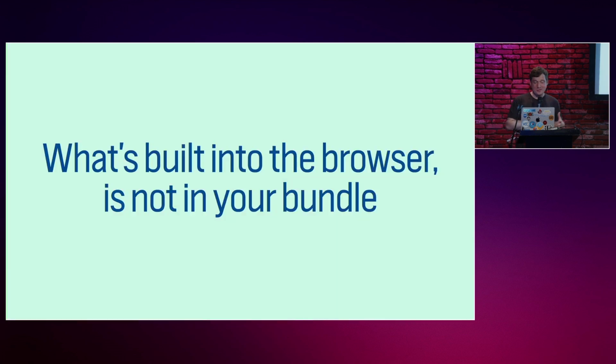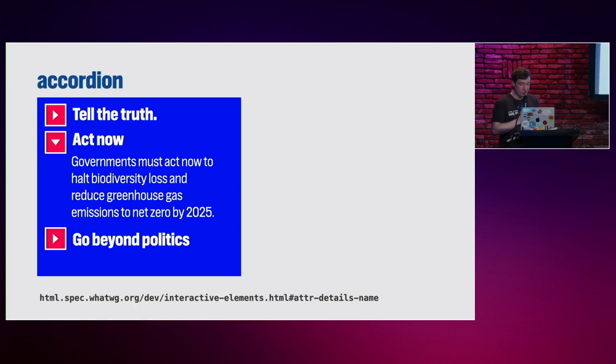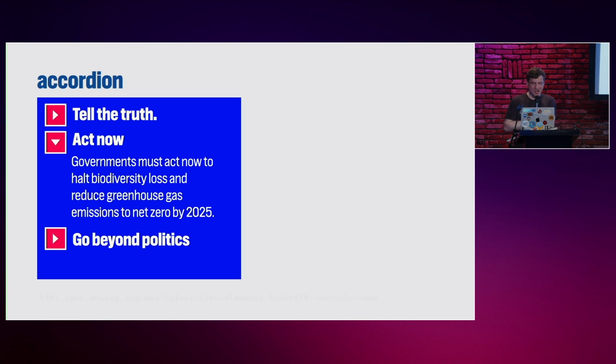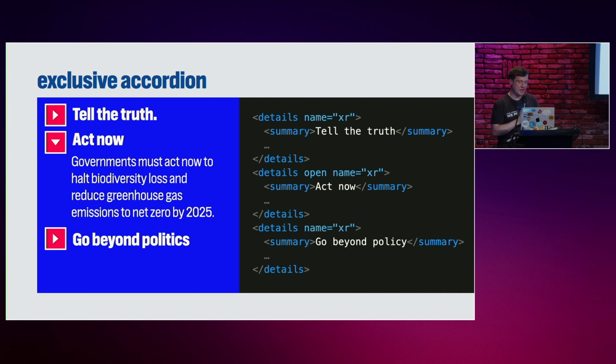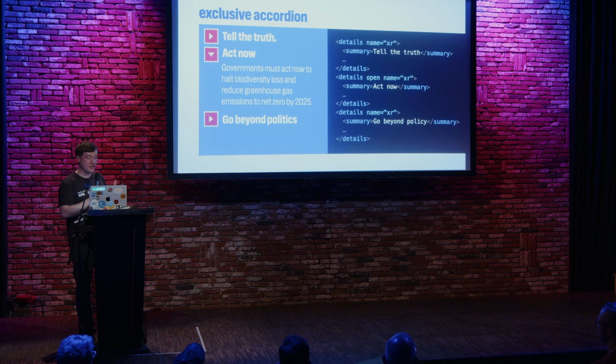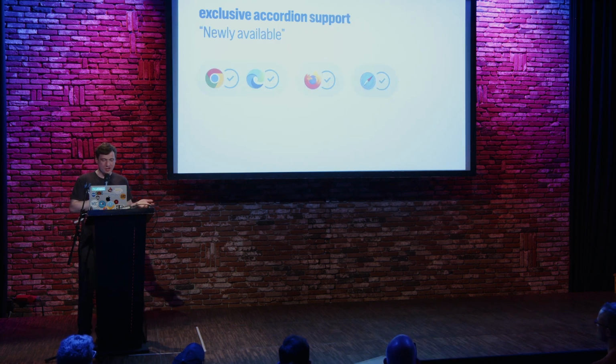Now there's other stuff that's built into the browser and that's not going to have to be in your bundle. For accordions, you can use the details summary combination, which is going to expand and collapse items automatically. And what's kind of cool that got recently added is the so-called exclusive accordion. So when you add the name attribute to each of these details elements, and you use the same name attribute, then you can only open one at once. So whenever you click any of these, the other ones will close automatically. Newly available, and it works in all major browsers.